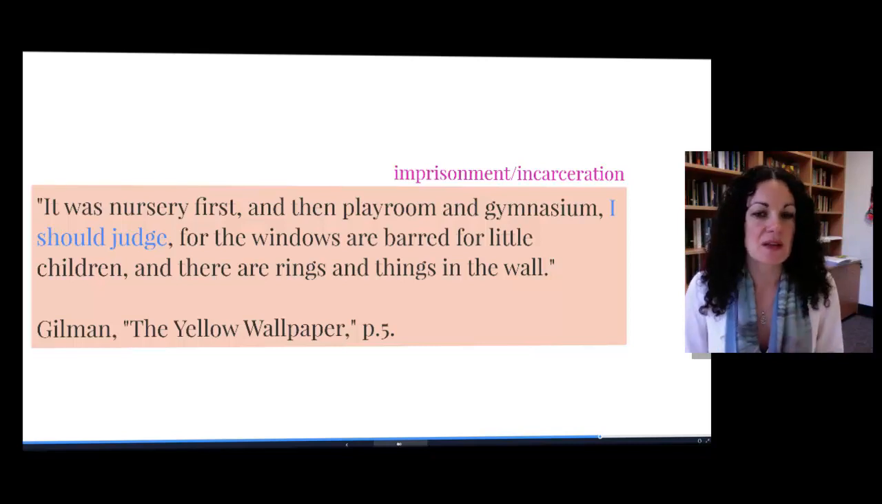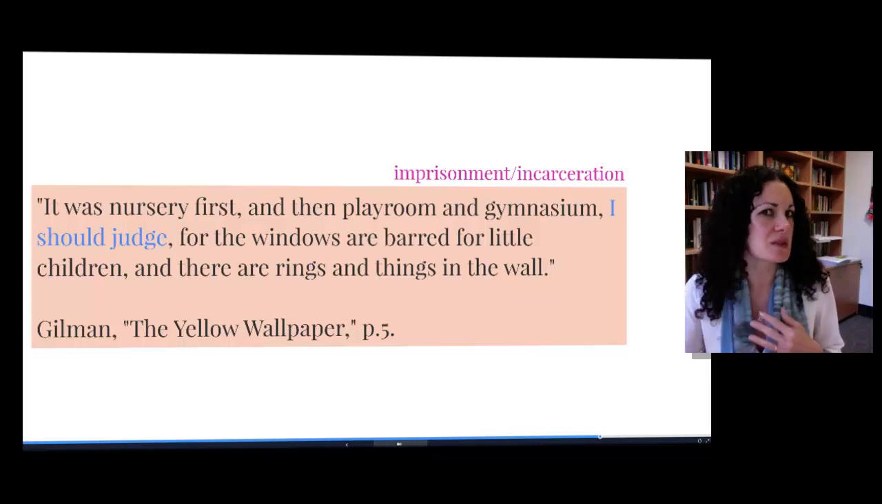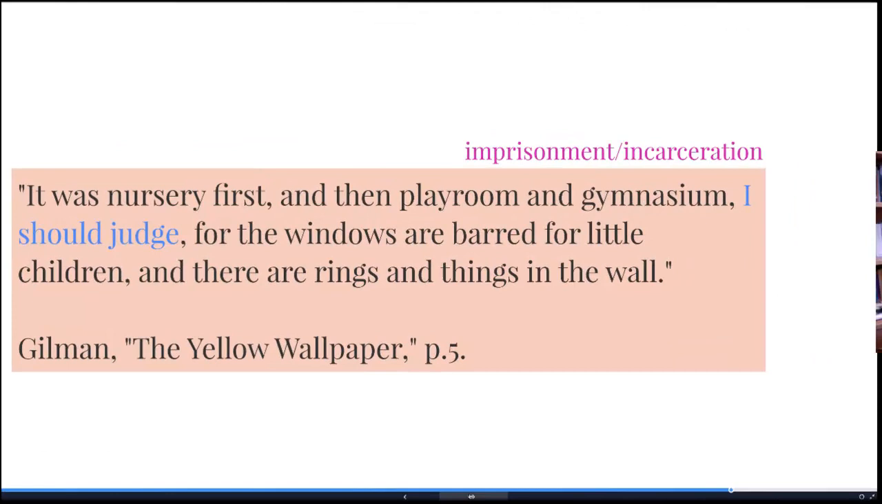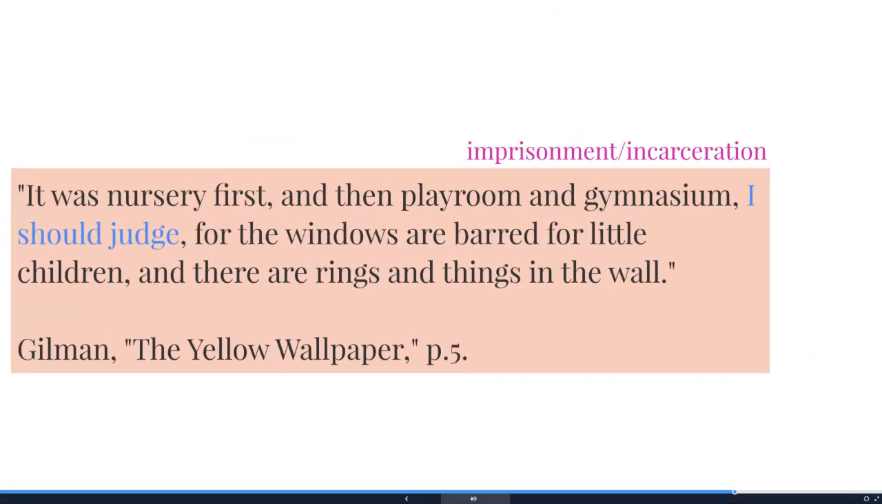And it's worth noting some of the imagery that comes about when the narrator describes her surroundings in the house. She's in the attic room at the top of the house. She says at first, I wanted to be downstairs, but I was told that we had to go upstairs, and she's put into this room. She says it was a nursery first and then a playroom and a gymnasium, I should judge, for the windows are barred for little children, and there are rings and things in the wall.